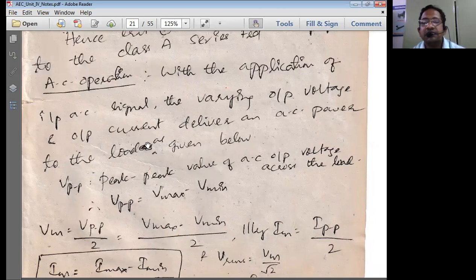So operation is inevitable. We know the basic operation of CE amplifier, same operation. We just going to put it over here with the application of input AC signal, the varying output voltage, output current deliver AC power to the load.